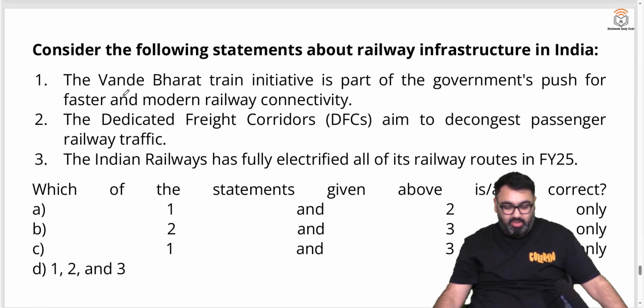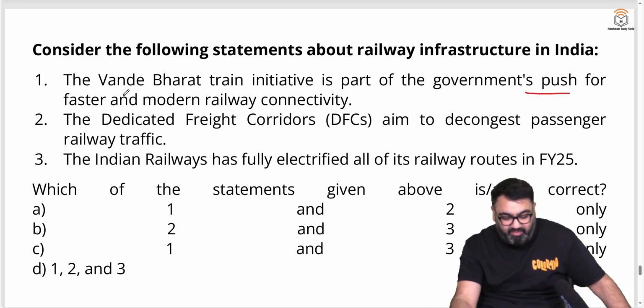One more question to go. Which of the following statements are correct about railway infrastructure in India? Number 1. The Vande Bharat train initiative is a part of government's push for faster and modern railway connectivity. Yes.